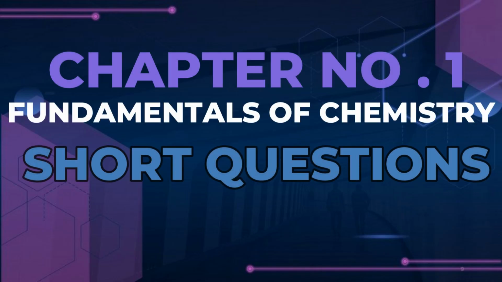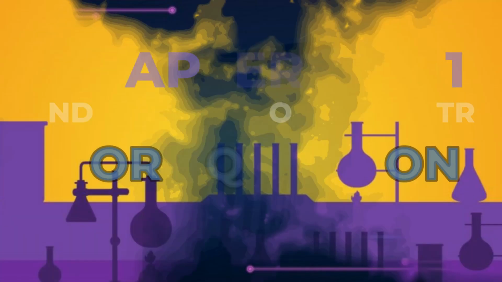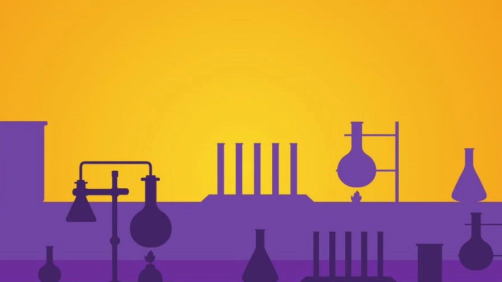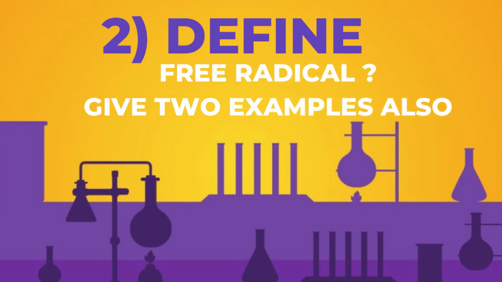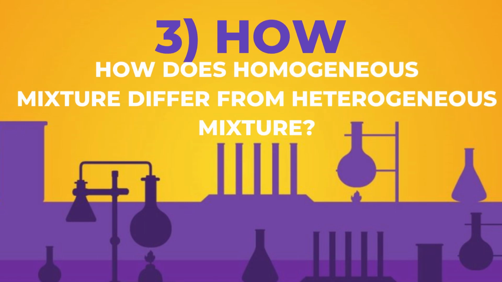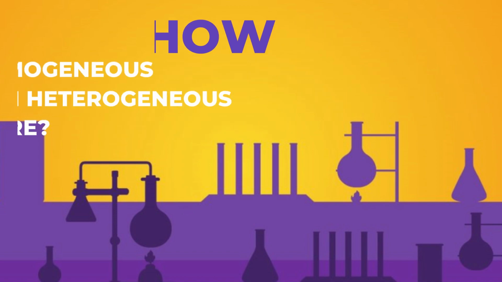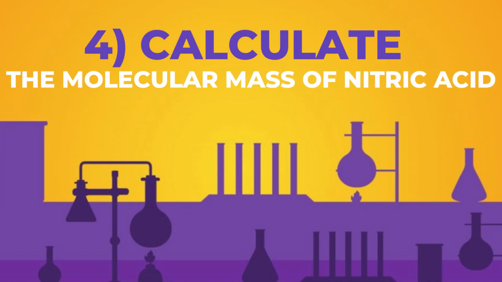चैप्टर नंबर 1 फंडामेंटल ऑफ केमिस्ट्री के शॉर्ट क्वेश्चंस हैं जी हमारे पास। Write two applications of nuclear chemistry. Define free radical, give two examples also. How does homogeneous mixture differ from heterogeneous mixture? Calculate the molecular mass of nitric acid.